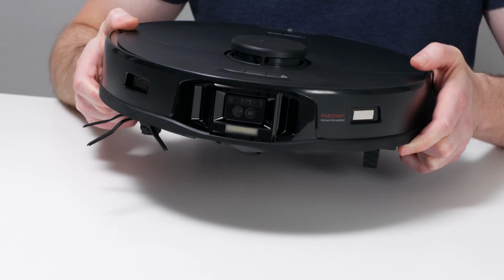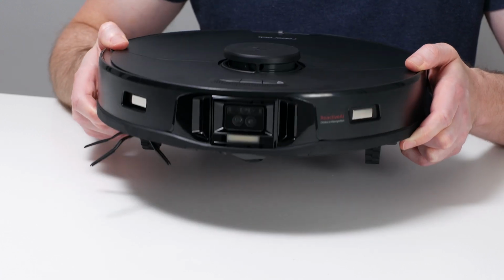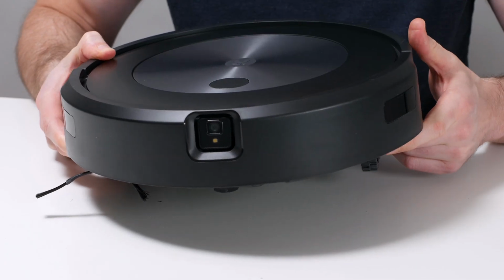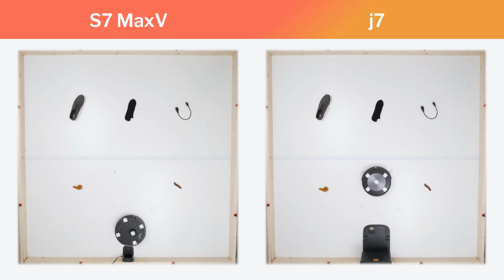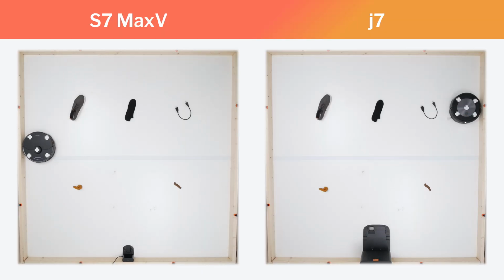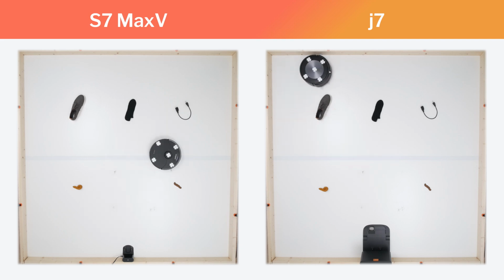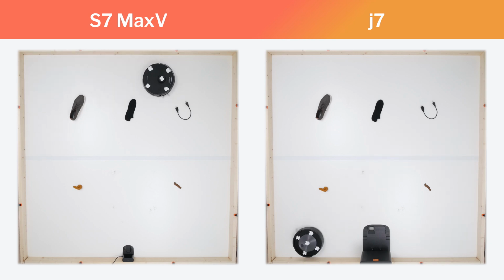Both robots use a camera for small obstacle detection and avoidance. The S7 MaxV adds a separate front-mounted camera, while the J7 uses the same camera it uses for general navigation. Both robots were able to detect and avoid all five of the obstacles we used to test this functionality without issue, and so there is no winner in this category. The S7 MaxV and J7 demonstrate very similar performance navigating around smaller obstacles.